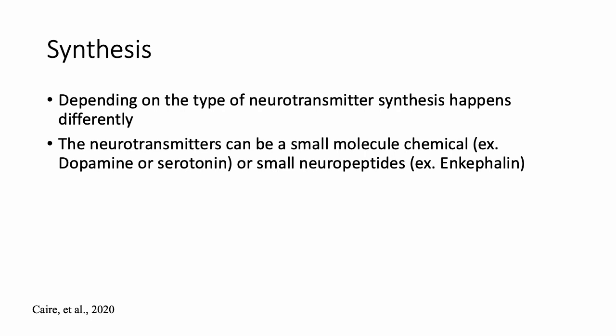Depending on the type of neurotransmitters, synthesis occurs differently. A neurotransmitter can be a small molecule chemical, like dopamine and serotonin, or they can be small neuropeptides, such as enkephalin. Furthermore, neuropeptides are synthesized using protein synthesis and translation pathways. Then, they are packaged into vesicles with protease. After this comes their transportation through the axon using microtubular proteins like kinase. They can then be released once they arrive to the presynaptic terminal.